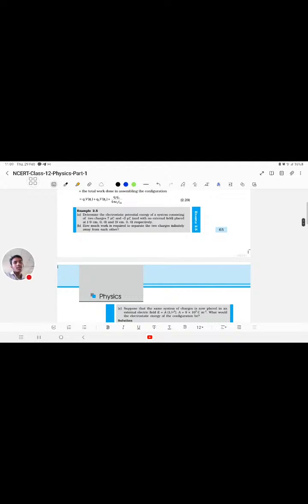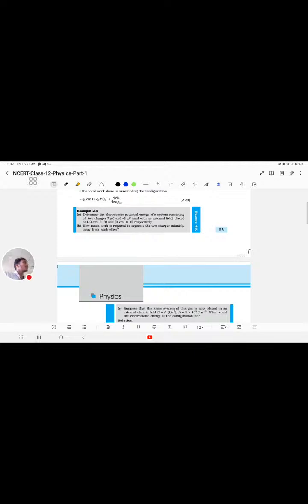Example 2.5: determine the electrostatic potential energy of a system consisting of two charges, 7 microcoulomb and minus 2 microcoulomb, with no external field, placed at minus 9 cm, 0, 0 and 9 cm, 0, 0. So we have two charges placed 18 cm apart. Now I have to calculate the electrostatic potential energy of a system of charges with no external field.